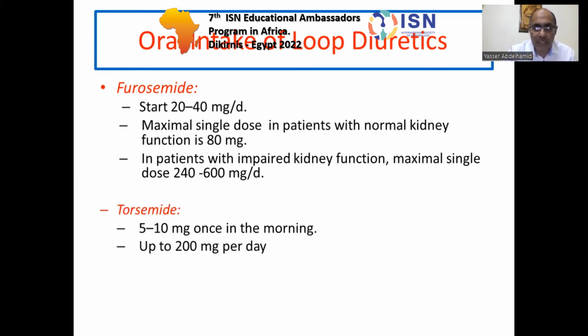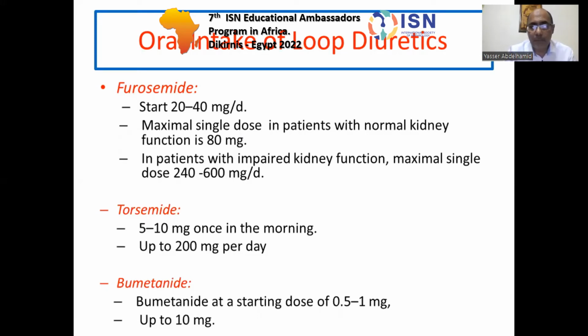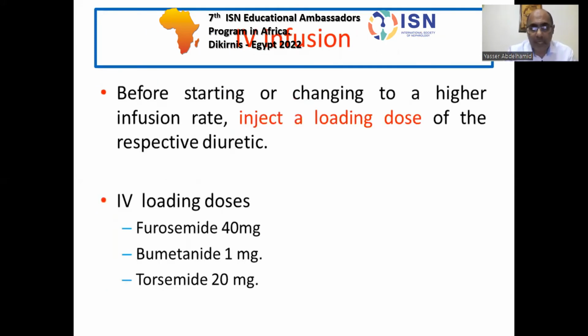Torsemide 5 to 10 once in the morning, up to 200 milligrams, while up to 2 milligrams for bumetanide. For IV infusion, as I have said, inject a loading dose first to see the response.